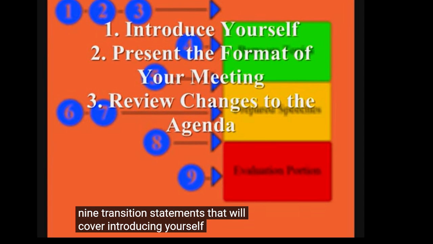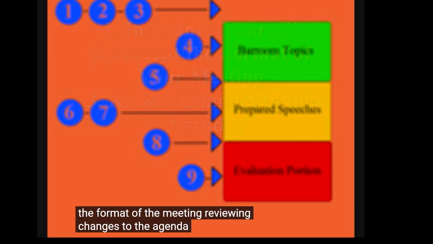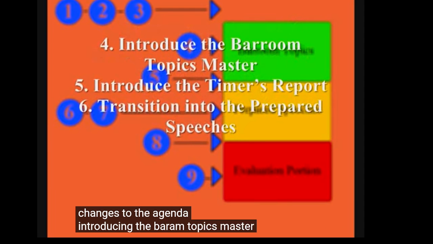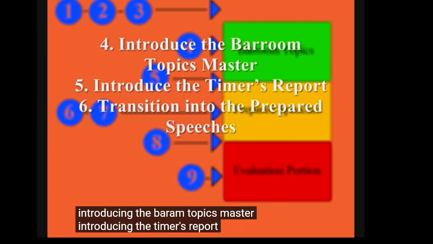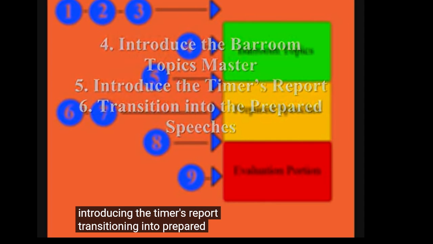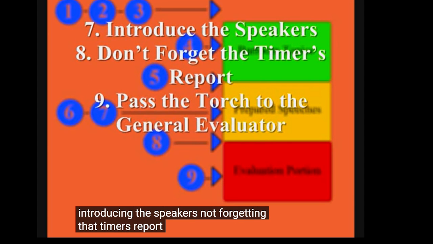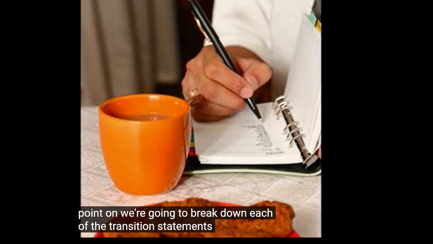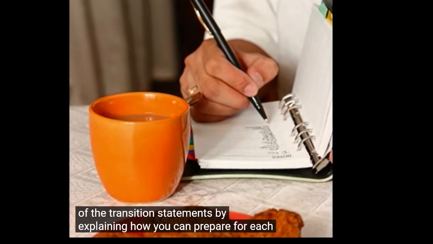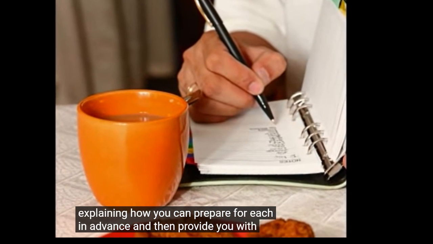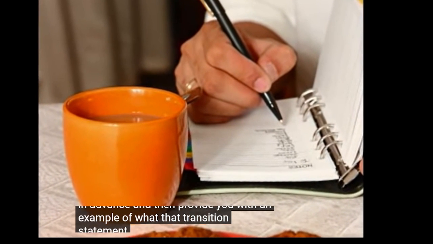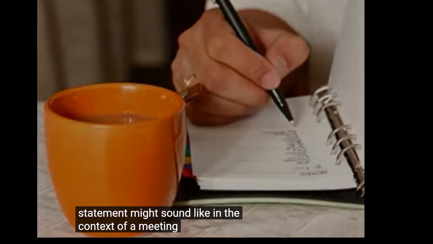Introducing yourself, presenting the format of the meeting, reviewing changes to the agenda, introducing the barroom topics master, introducing the timers report, transitioning into prepared speeches, introducing the speakers, not forgetting that timers report again, and passing the torch to the general evaluator. From this point on, we're going to break down each of the transition statements by explaining how you can prepare for each in advance, and then provide you with an example of what that transition statement might sound like in the context of a meeting.